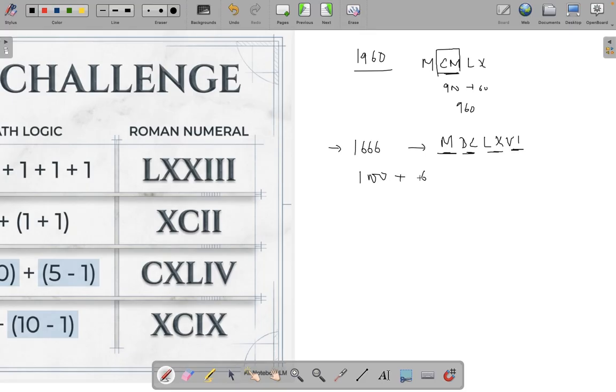Right. So the moment you break it as 1000 plus 666, this will become M 666. You'll again break this down. Follow the same process. Yeah, I believe you have already followed this. Then tell me what number does this represent? MCMXC.